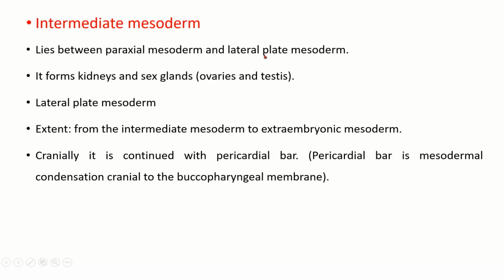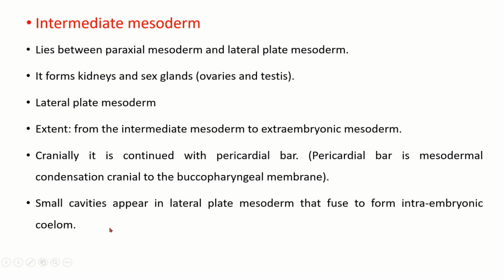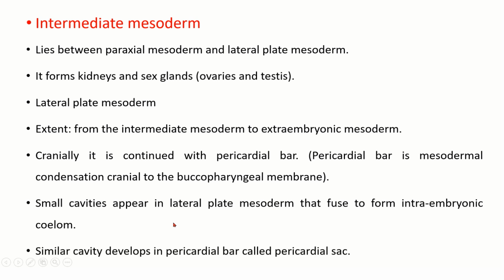It lies between paraxial mesoderm and lateral plate mesoderm. It forms kidneys and sex glands, ovaries and testes. Then the lateral plate mesoderm extends from intermediate mesoderm to the extremity of the mesoderm. So cranially it is continued with the pericardial bar. Pericardial bar is a mesodermal condensation cranial to the buccopharyngeal membrane. Small cavities appear in lateral plate mesoderm, which fuse to form the intraembryonic coelom. A similar cavity develops in the pericardial bar called the pericardial sac.